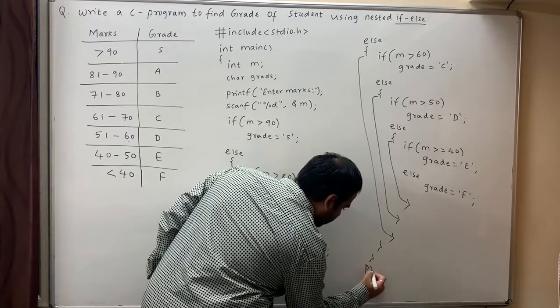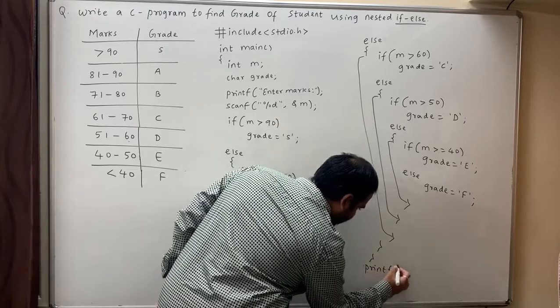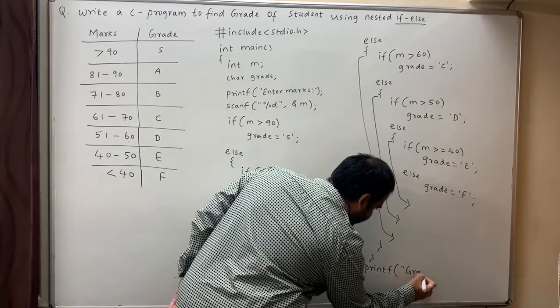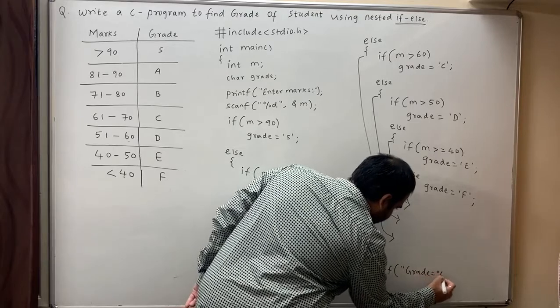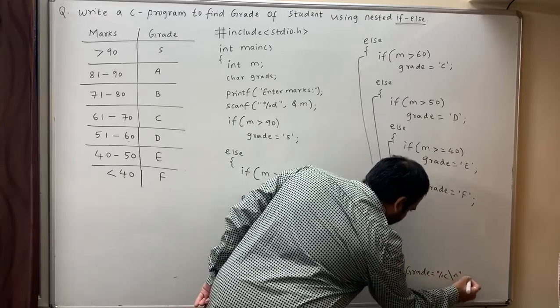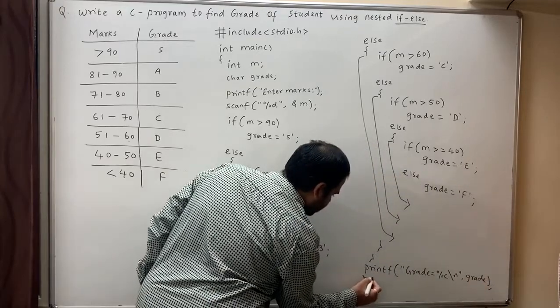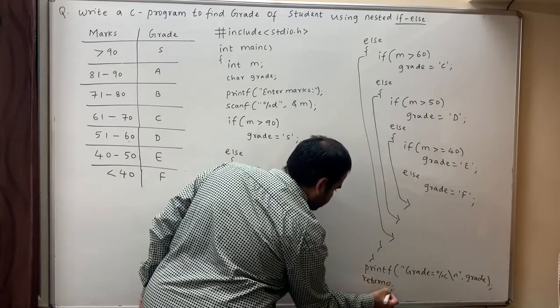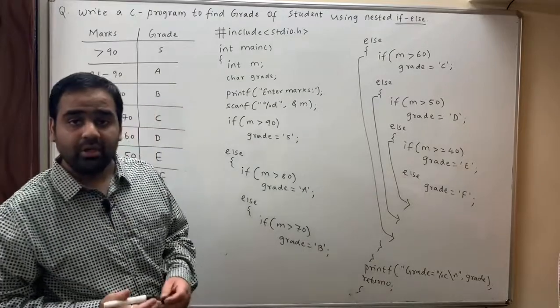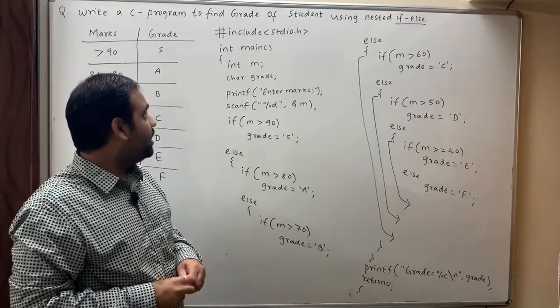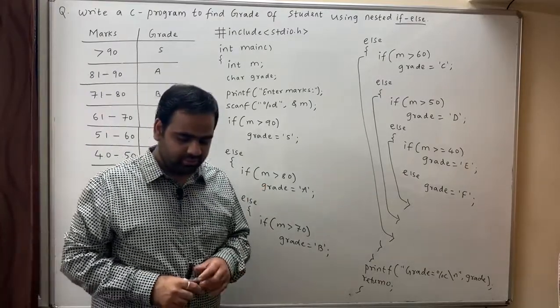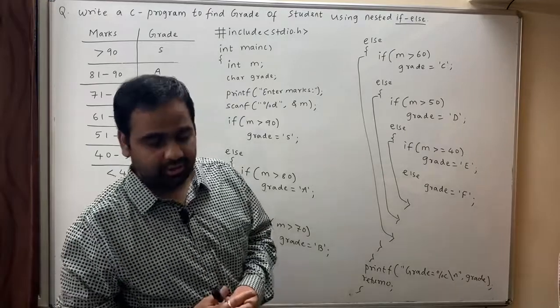And what do we do over here? We print grade, and what do we say? printf grade is equal to percentage c, comma, in which variable is it stored? It is stored in variable grade, and we say return 0 and stop the procedure. This is a simple program for how we find the grade of the student using nested if else.